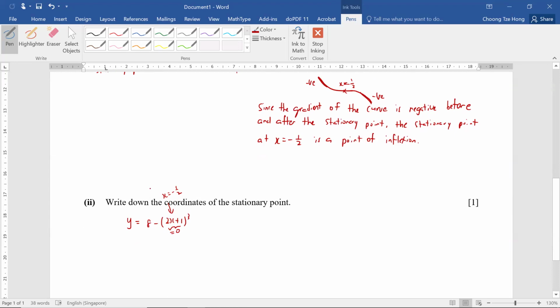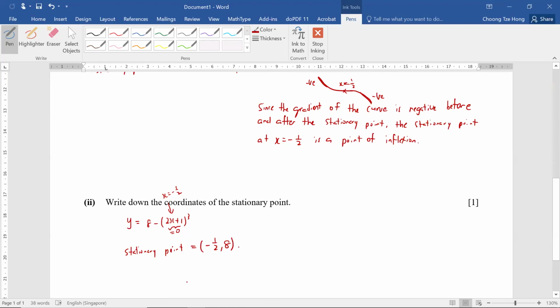That's why they just say state or write down. Write down means you don't have to do any working. So you can say that the stationary point equals -half and 8.